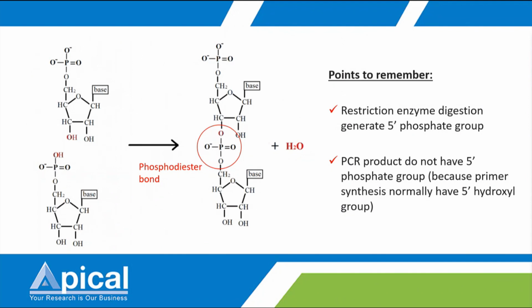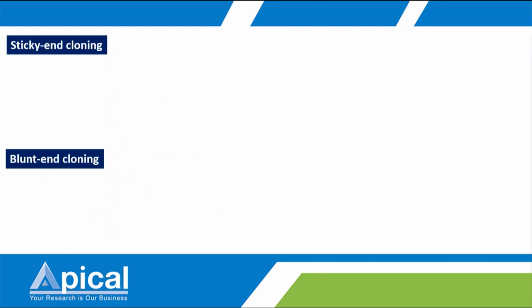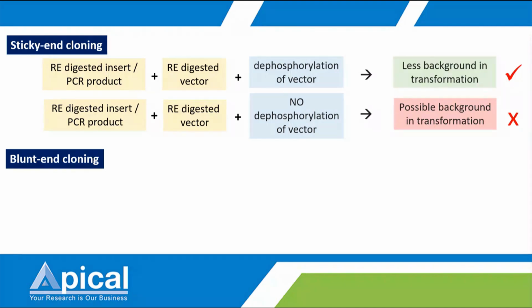So with this, it means that for sticky end cloning, you will need to dephosphorylate the vector so that there is no background found in your transformation. You dephosphorylate the vector, then there is no background, but the ligation will still happen.